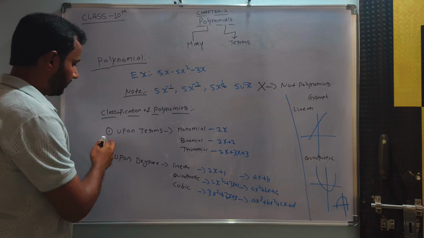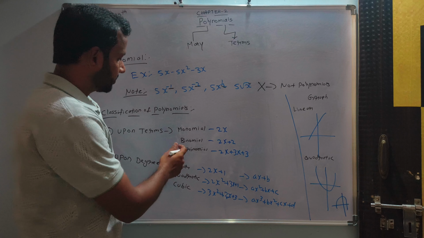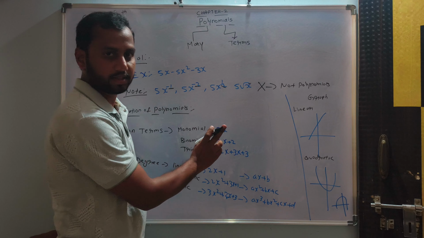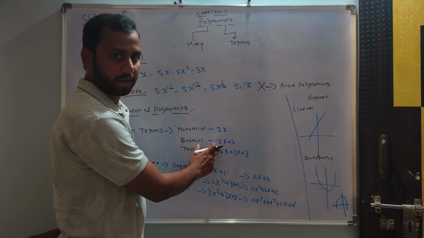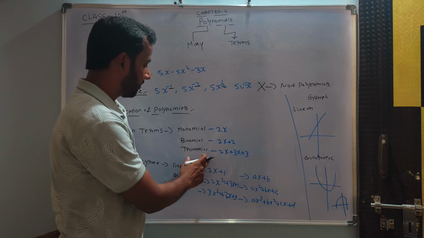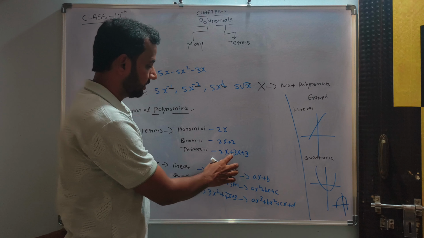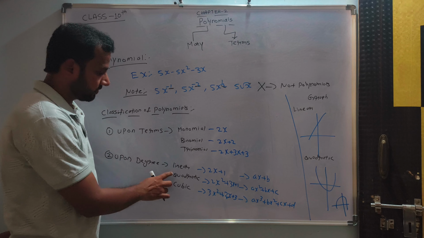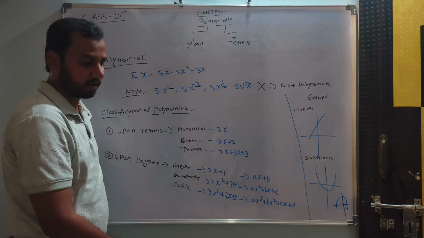Next, first upon terms. Upon terms are broadly classified into three types. Monomial means only a single term. Binomial means we will be having two terms. Trinomial means we will be having three terms. Next, upon degree, here classified into three types. One is linear, quadratic, cubic.